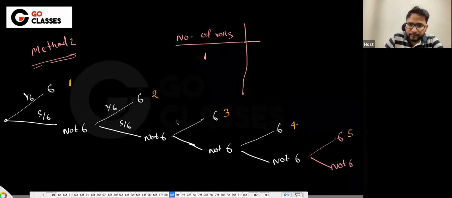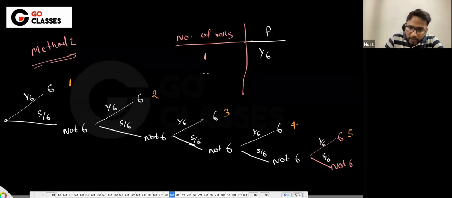Can anyone tell me? Yes, Akash, that is correct. You will roll just one time. It has a 1 by 6 probability. So this is the probability, 1 by 6. Now tell me, you are rolling 2 times and then you're stopping. Number of rolls is just 2. What is the probability? You will just stop here. The probability is 5 by 6 into 1 by 6.